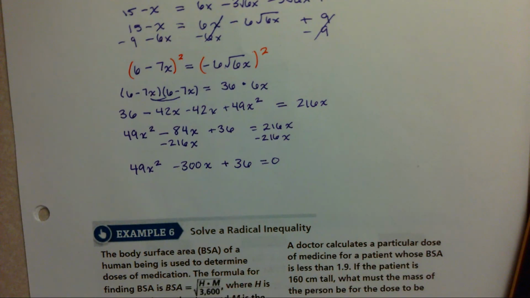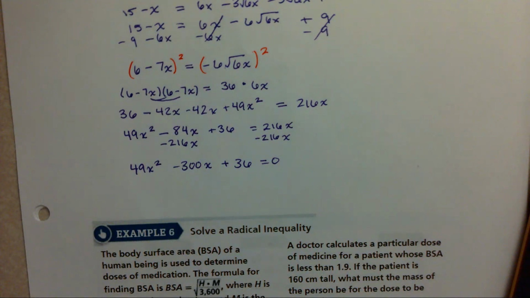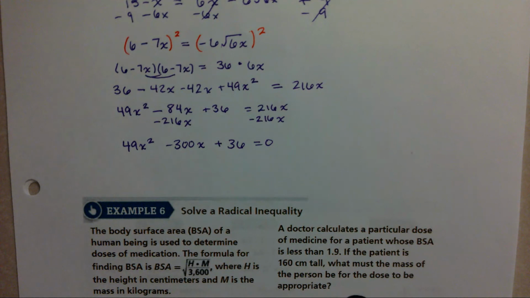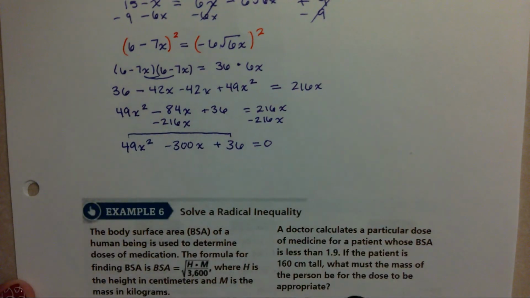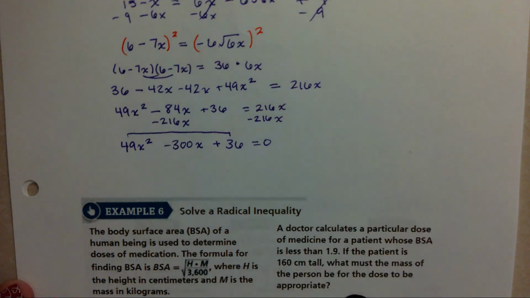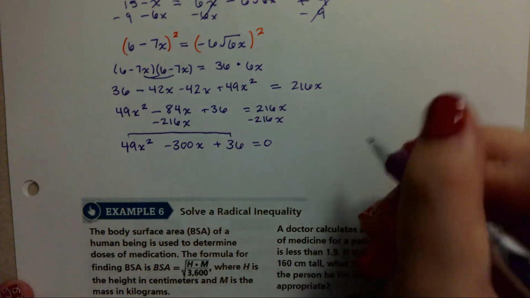All right, so those are some pretty big numbers. So we're going to try and factor that. Okay, so we're going to have to factor this one by grouping, since our a value is not 1. And I realize these are very large numbers. I won't expect you to do something like this on a test. But 49 times 36 is 1764.